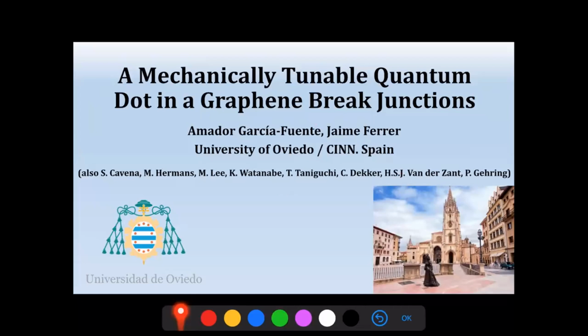And in these experiments, they looked at the electronic properties of devices based on mechanically controlled break junctions. And in one of these devices, they found quantum dot physics with an interesting behavior. So in this talk, I will show this behavior, and then I will give the explanation that we found for it.